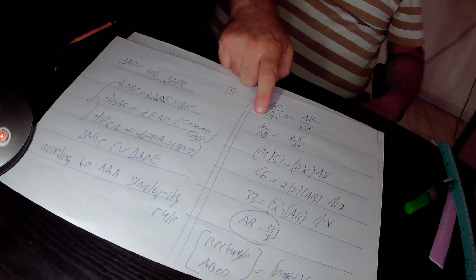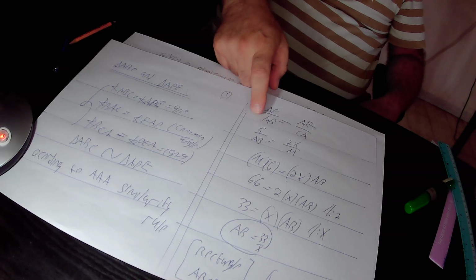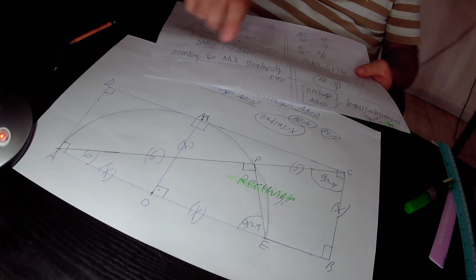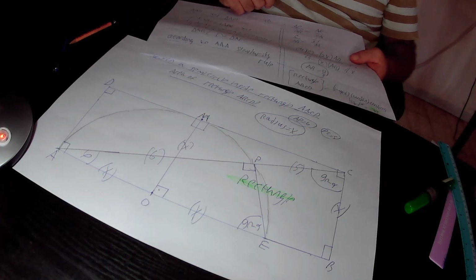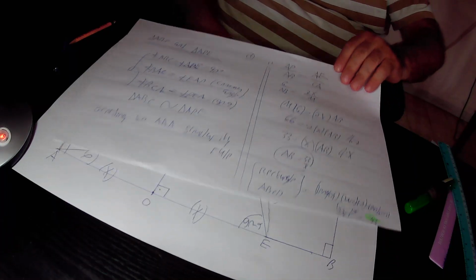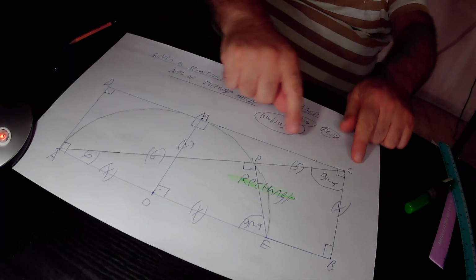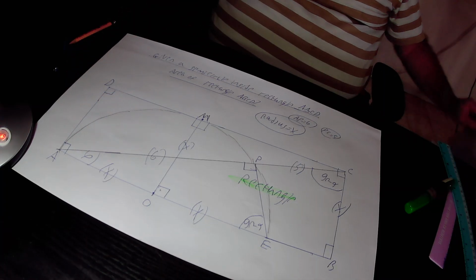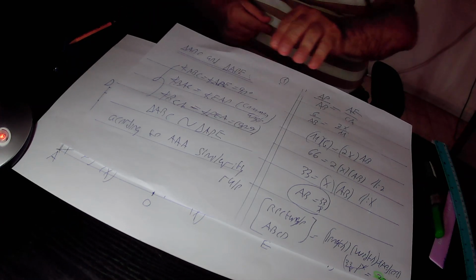AP is 6 according to what is given in the question. AB is the missing side, so many letters it is. AE is 2x, it is the diameter of the semicircle. AE is 2x, and CA in total equals 5 plus 6, that is 11. So CA equals 11.